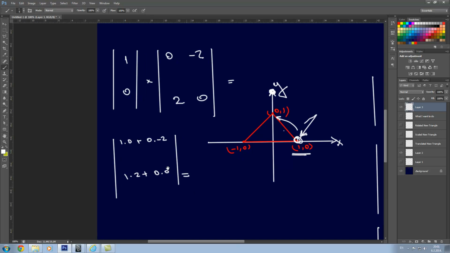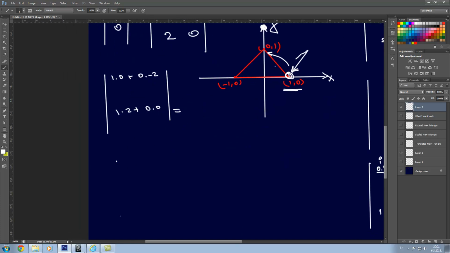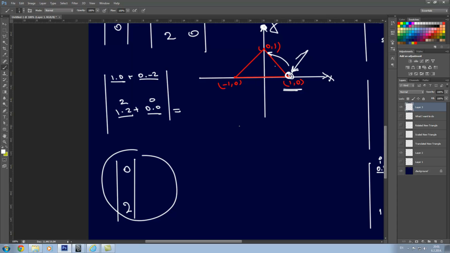And let's see what we get. We get a new vector. 1 times 0 is 0, minus 2 times 0 is going to be 0. So we have 0 here. 1 times 2 is 2, plus 0, which is going to be 2. And this is our new vector.